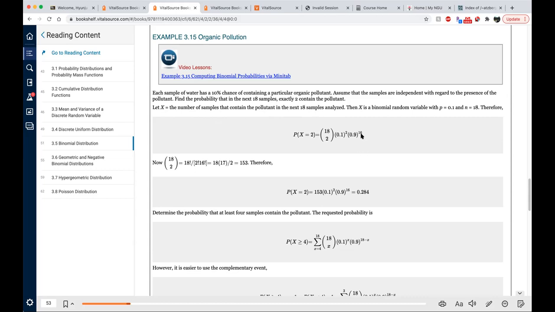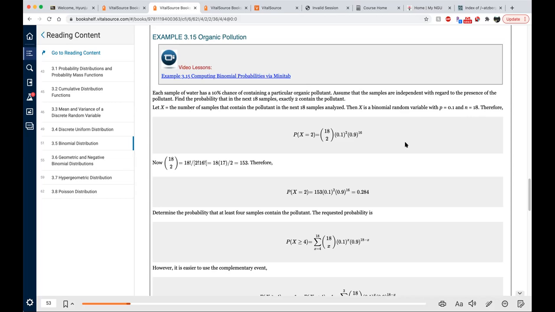So x is the binomial random variable. Makes sense. And p is 0.1. Where does that come from? Each sample of water has a 10% chance of containing a particular organic pollutant. So 10% out of what? The 10% means that for each sample of water, this is the probability that we get the particular organic pollutant in a single sample. So that's why p is equal to 10%, which is 0.1, and n is 18.